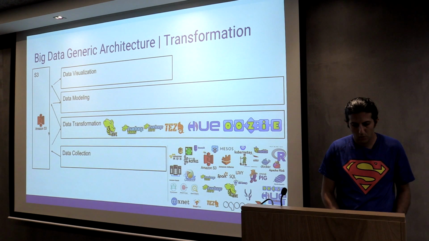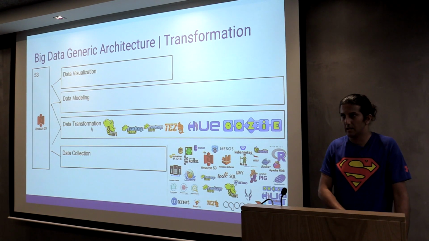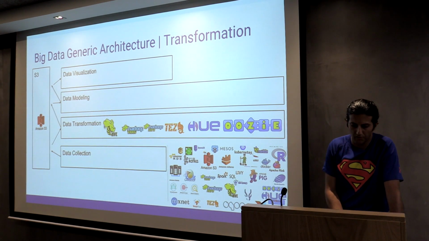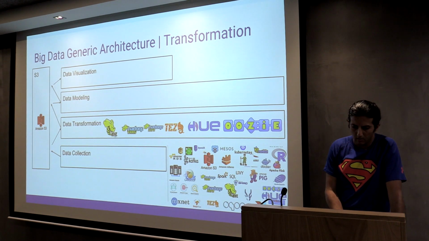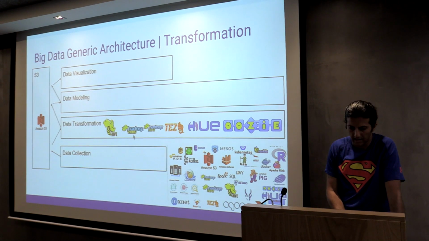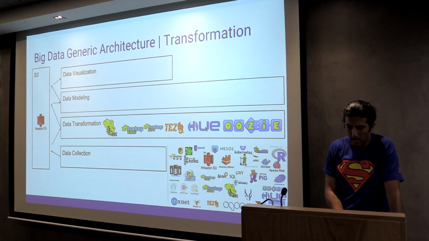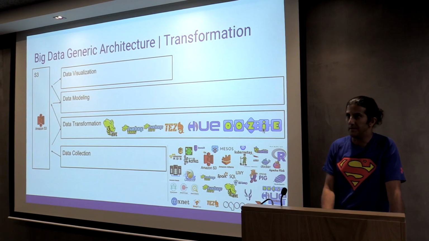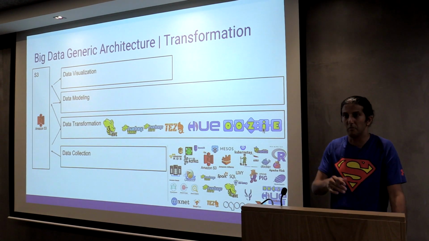So basically, if we describe again the transformation layer, we use Hive, which behind it consists of some services like YARN and HDFS and Tez and Hue and Oozie. Any questions about the transformation layer, please?